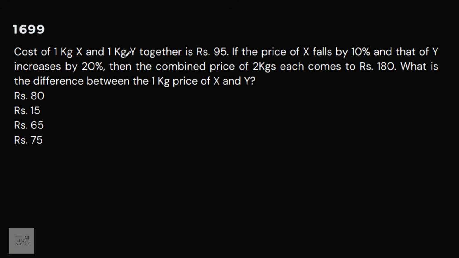Cost of 1 kg X and 1 kg Y together is 95. If the price of X falls by 10% and Y increases by 20%, then the combined price of 2 kg each comes to rupees 180. That means combined price of 1 kg each will come to 95. Sorry, 180 by 2 is 90.